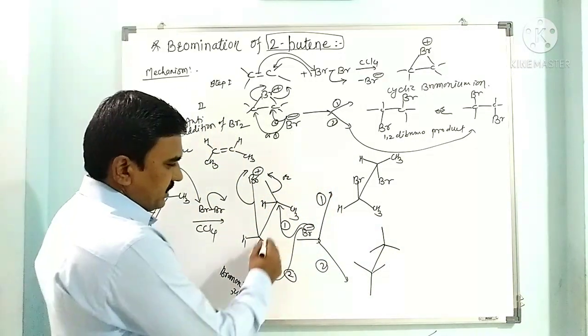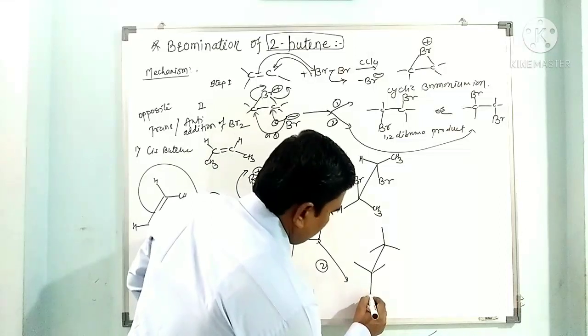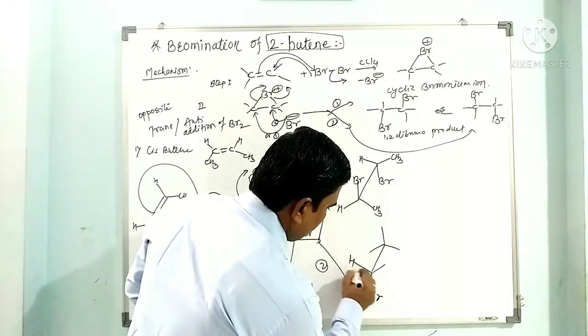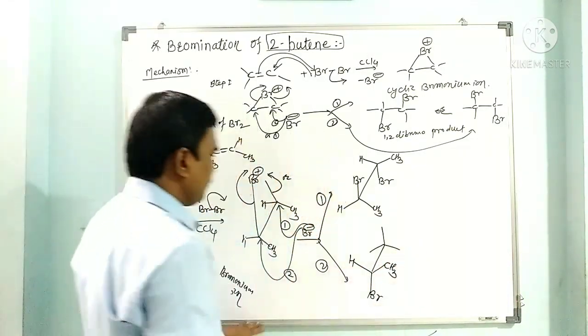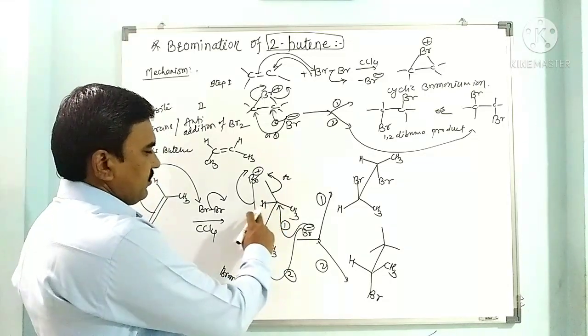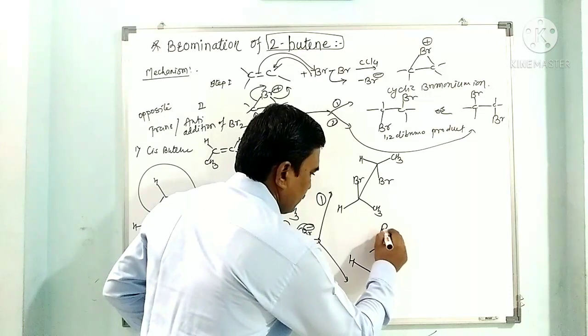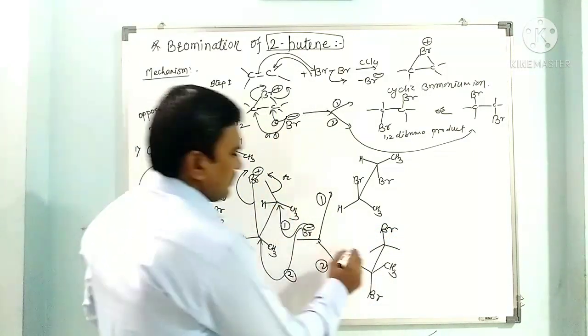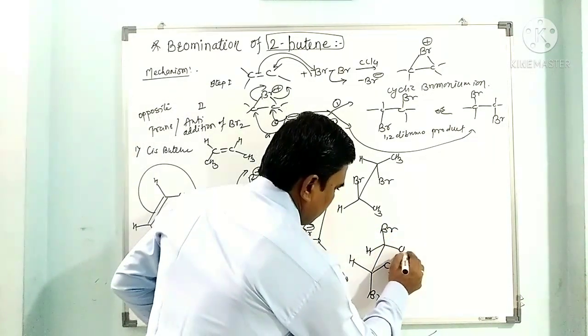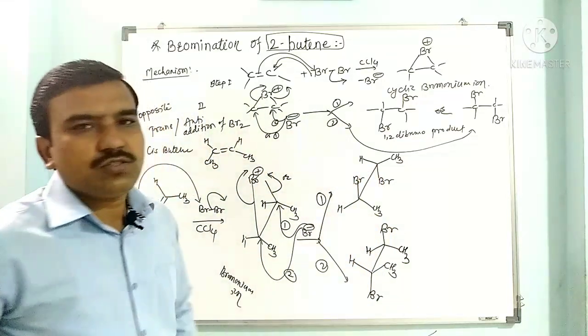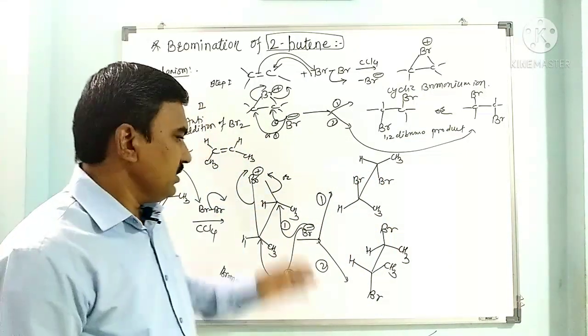Now here this bromine takes this position, with H and CH3. So here this bromine, this H, this is CH3, and when this bond gets cleaved, this bromine goes to the top position, with H and CH3. So this is H and this is CH3. So these are the two stereoisomers we obtain here from the cis compound.